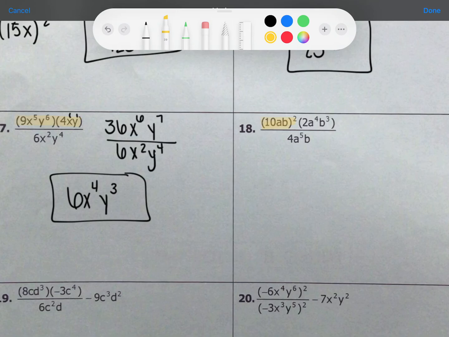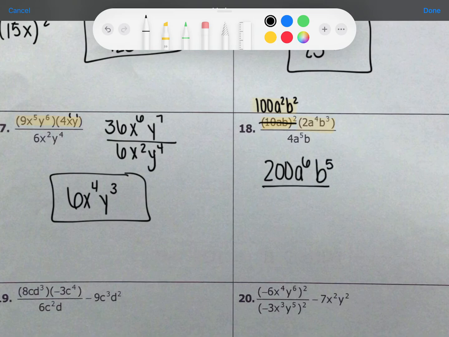All right, so hopefully you distributed first, and this gives you 100 a squared b squared. Yes? I'm going to cross that out. Now I'm going to multiply, and you get 200. When you multiply, remember you're going to add those exponents, over 4a to the 5th b.